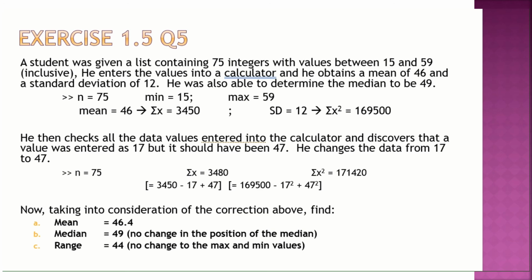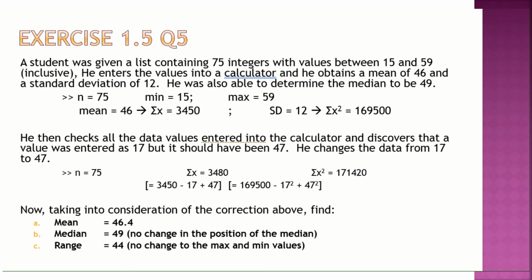So if they give you n, they give you mean, they give you standard deviation, you can find sigma x, you can find sigma x squared. That shouldn't be a problem. Okay, you can put it into a table or you can just write it down like that. He then checks all the data values entered into the calculator and discovered that a value was entered as 17, but it should have been 47. So what are you doing here? You're taking out 17 and putting in 47. Right, so from your sigma x, as I've showed you there, step by step, you minus 17 plus 47. Sigma x squared, minus 17 squared plus 47 squared.